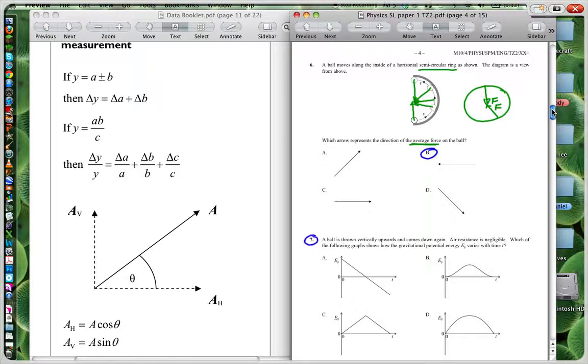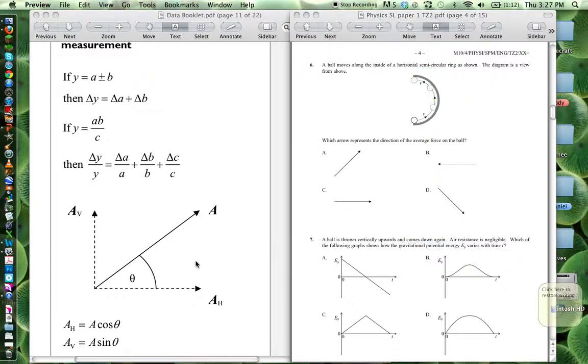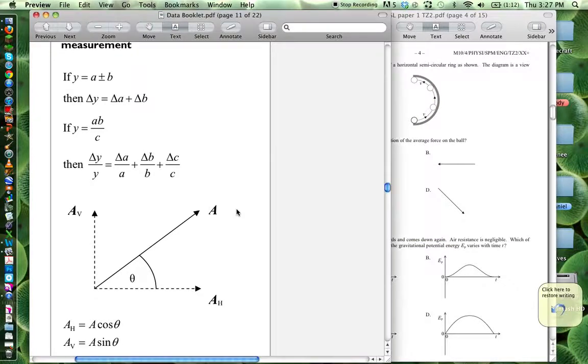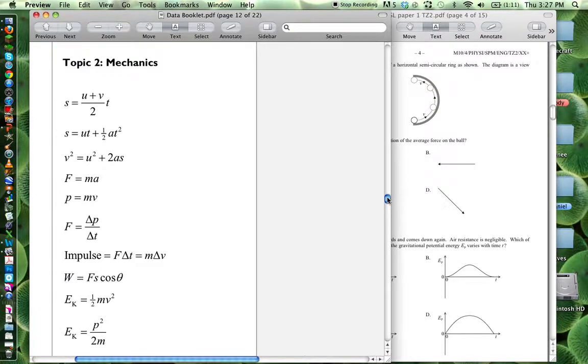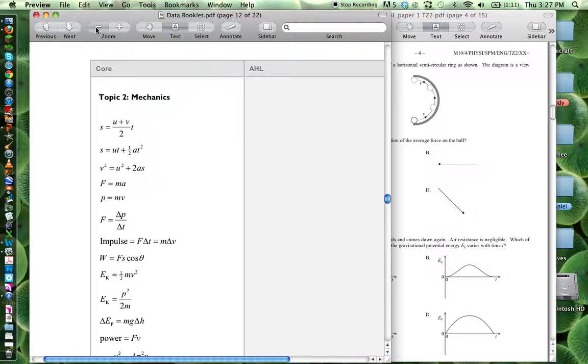Question 7. A ball is thrown vertically upwards and it comes down again. Air resistance is negligible. Which of the following graphs shows how the gravitational potential energy EP varies with time? Now, let's just think of another formula. And by the way, I should really have moved down here, shouldn't I? I should be on this one over here, because this is my formulas for Unit 2.